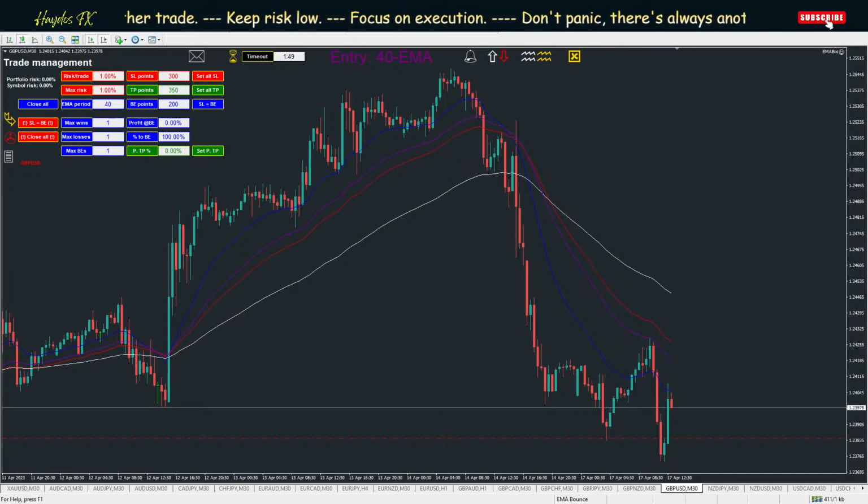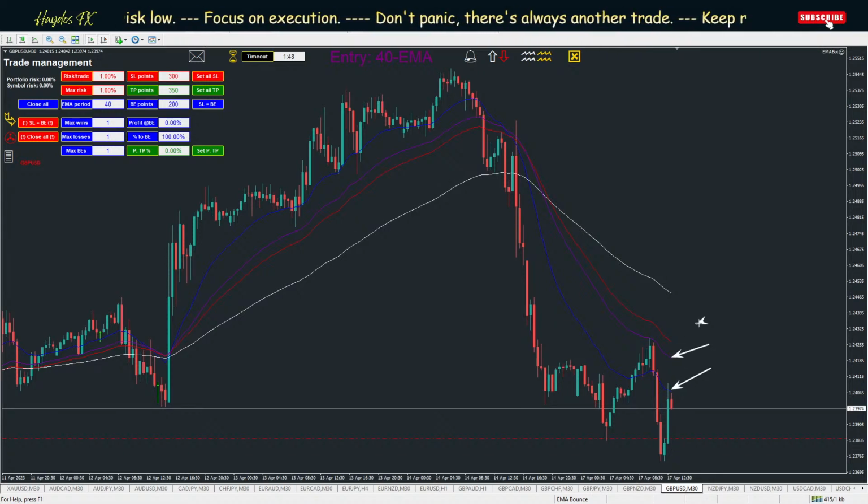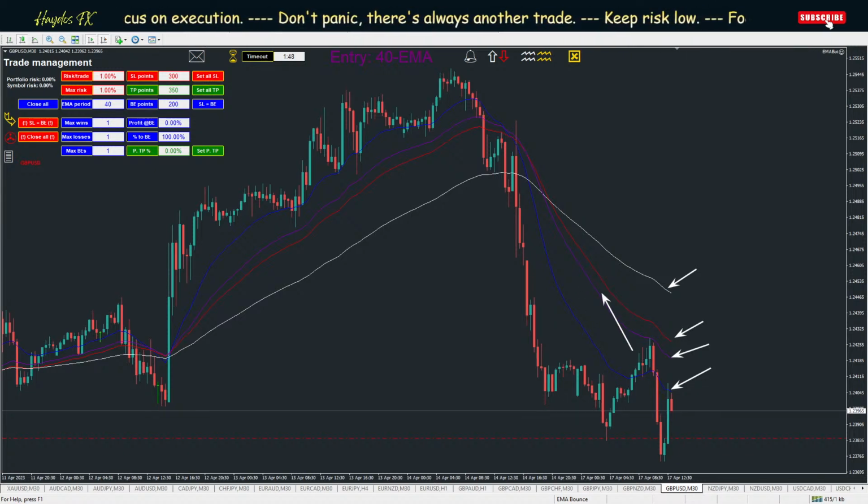Her name is Emma. What's the blue one? This is the 20. The blue is the 20. This is the 40. This is the 50. This is the 100. The purple one, you make whatever you want.